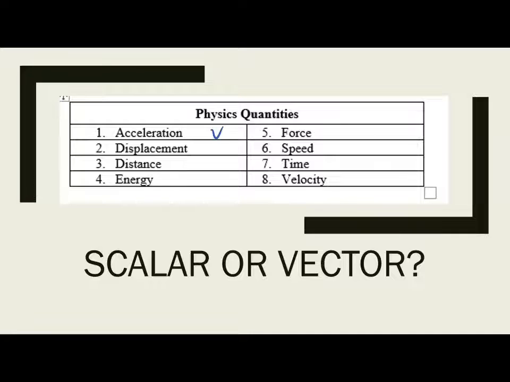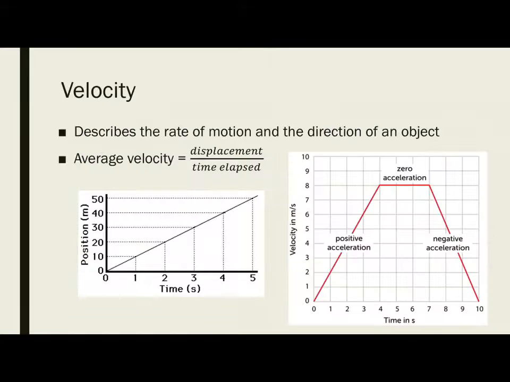Acceleration is a vector. We care about direction there. Displacement, also a vector. Distance is a scalar. We don't care about direction there. Energy, that's one people forget is a scalar. Force is a vector. Speed is a scalar. Time is a scalar because we only go one direction with time. And velocity is a vector, okay?